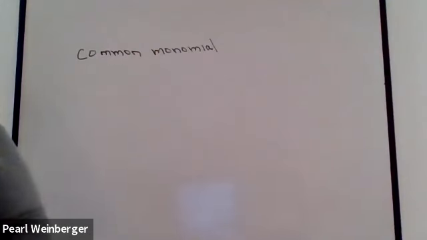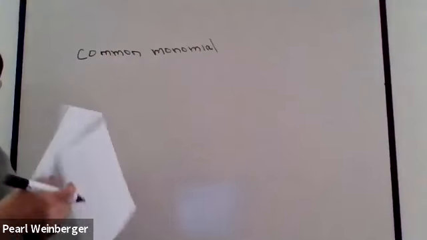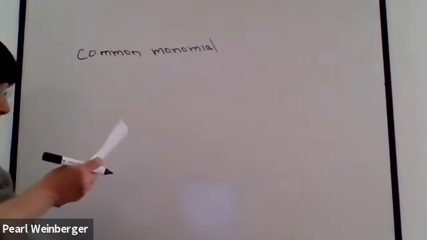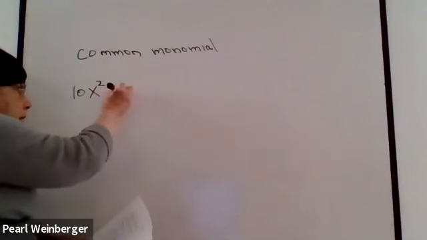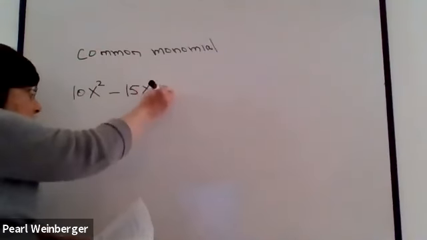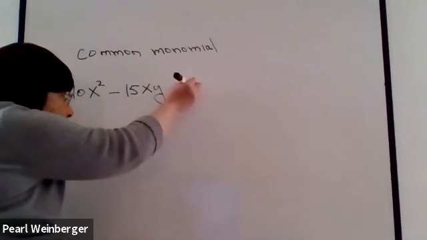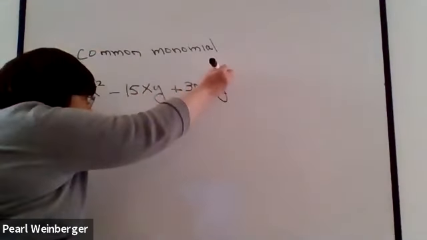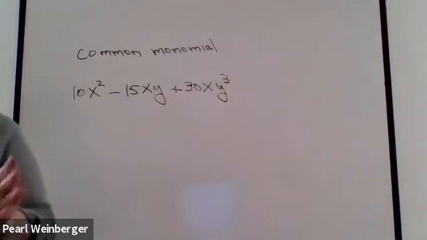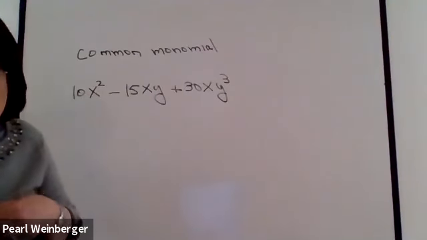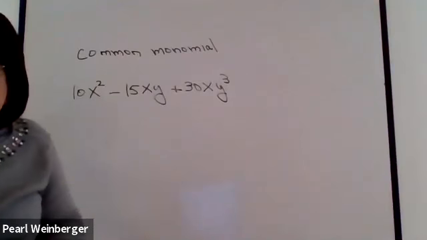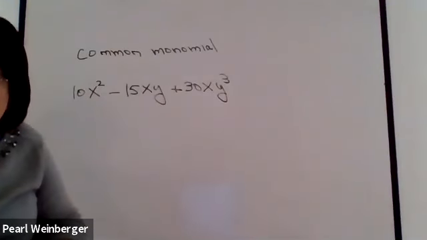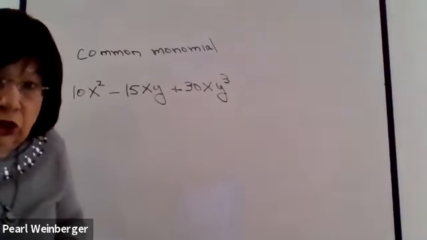So let's look at an expression like this. 10x squared minus 15xy plus 30xy to the third. I have a trinomial here, and the question is going to be find the factors, or just factor. The first thing I'm going to do is try to find a number, and then I'll try and find a letter that will divide evenly into each term.